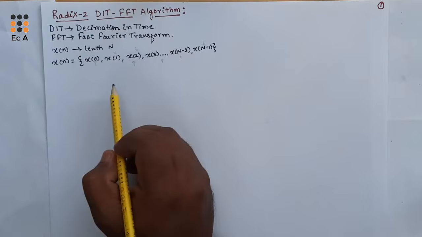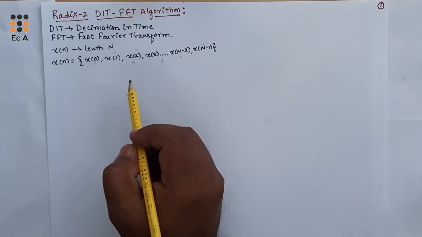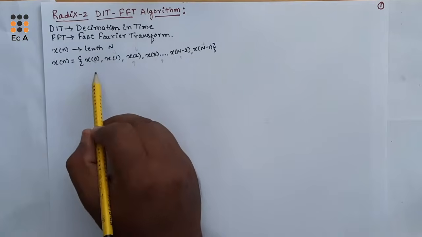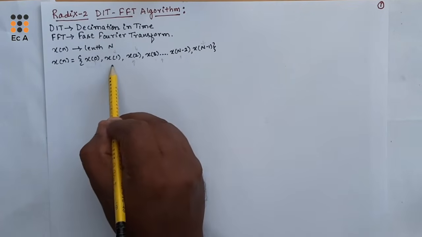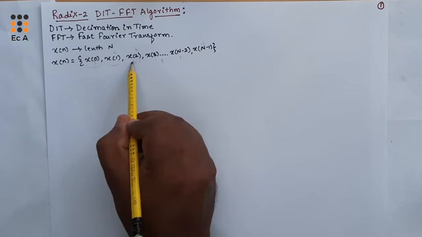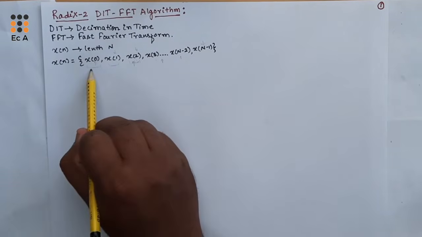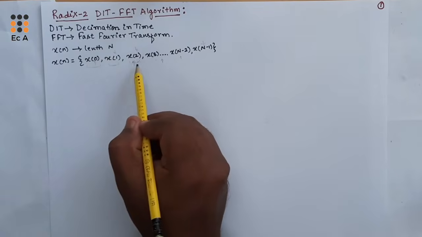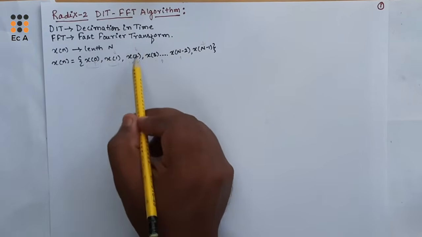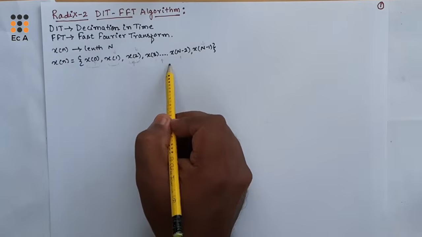So, while calculating the even indexed and odd indexed sequences, you should not look at the sample values 0, 1, 2 and 3. Instead of that, you need to look at the position of each sample. So, the position of each sample will decide whether this is an even sample or an odd sample. Depending upon the position, we will decide this is an even sample and this is an odd sample.